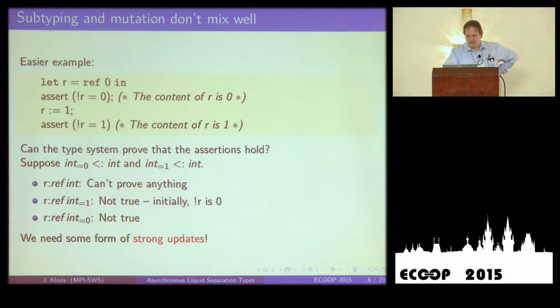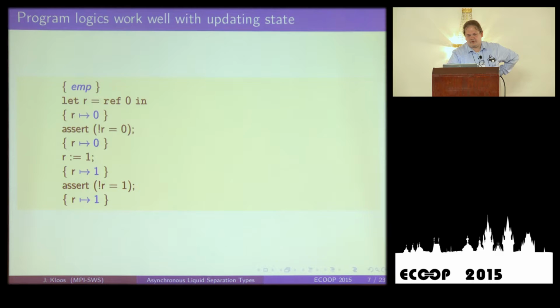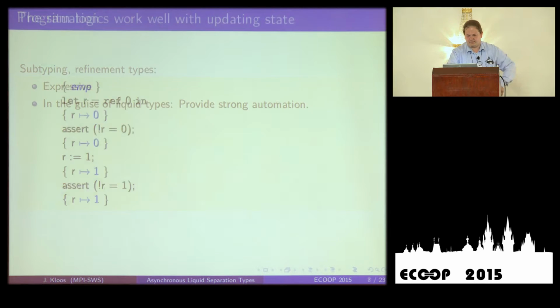Now, outside of type systems, this is actually a very well-studied and well-solved problem. For example, we could look at program logics. Let's assume the program is annotated with some kind of separation logic-like notation. So here we say that initially the heap is empty. After creating the reference, it contains a 0 that stays around until we change it to 1. After that, it contains a 1. Using this information, it's actually perfectly straightforward to prove that the assertions always hold. So the question is, well, it would be nice to have both of these things, right?